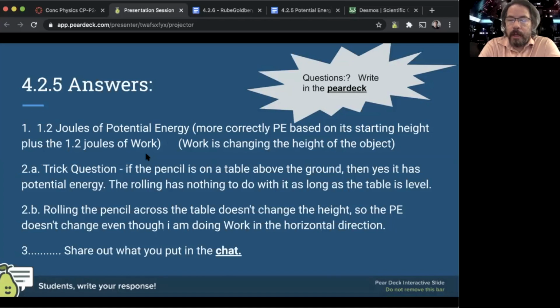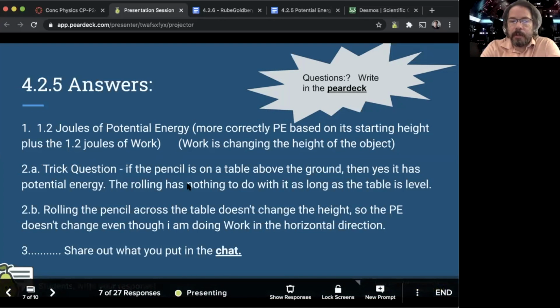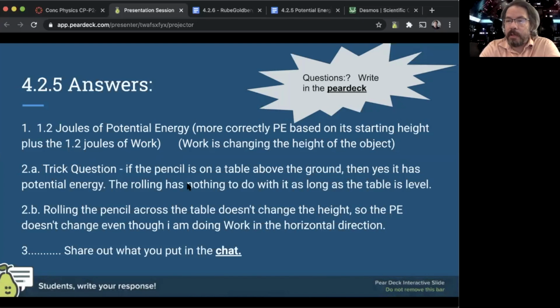If you did explain that we lifted it 1.2 joules off a table and we added it, then great. 2A is a trick question. If the pencil is on a table above the ground, then yes, it has potential energy. The rolling has nothing to do with it because we're interested in height when we're talking about potential energy. If you put some kind of explanation like that, then that's what I was looking for. If it has a height above the ground, then it has potential energy.